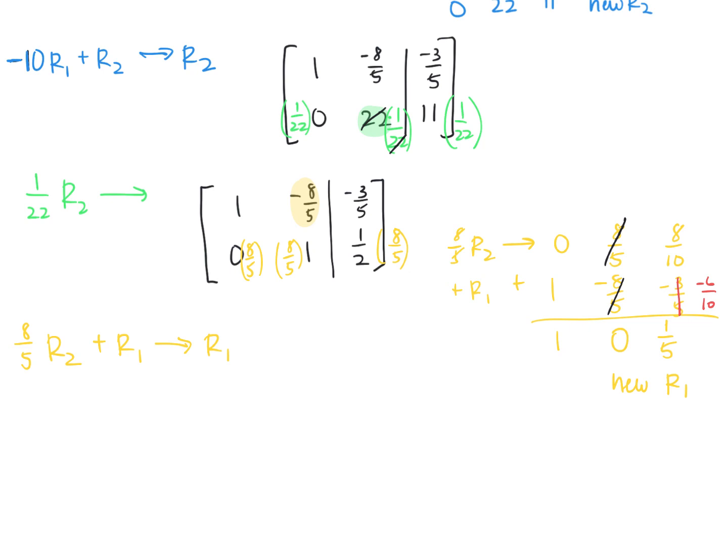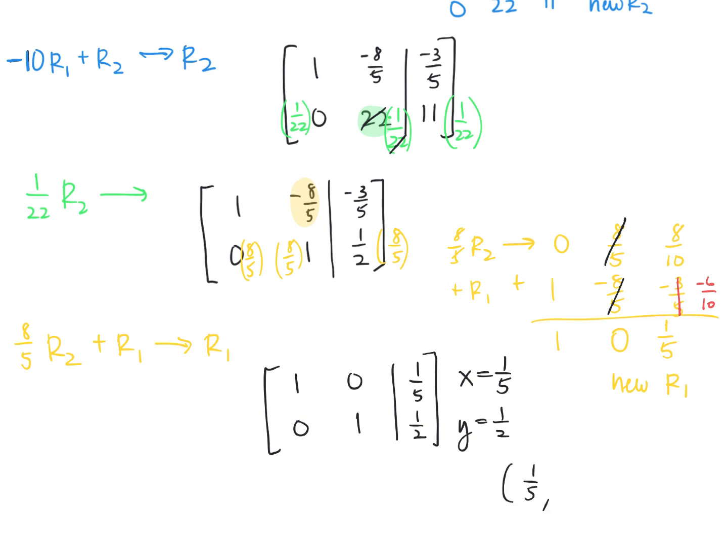Let's write what I have. My new row 1 is 1, 0, 1/5. And my row 2 is 0, 1, 1/2. Once you get your identity matrix as your coefficient matrix, you have finished what you need, because now you have, from the first equation, x equals 1/5, and the second equation gives you y equals 1/2. And so your solution to this system of equations is 1/5, 1/2.